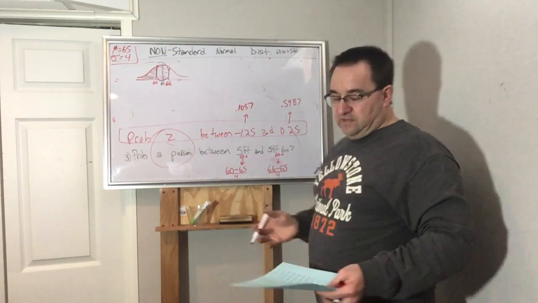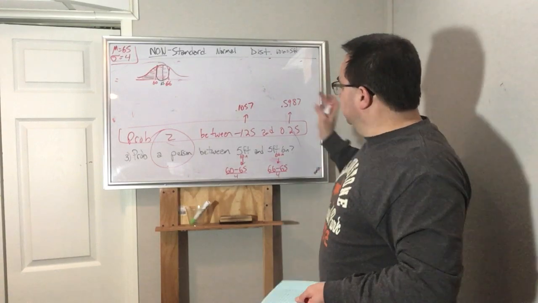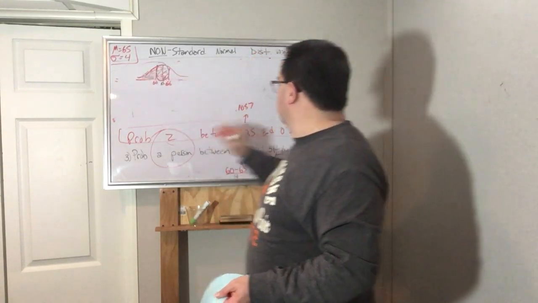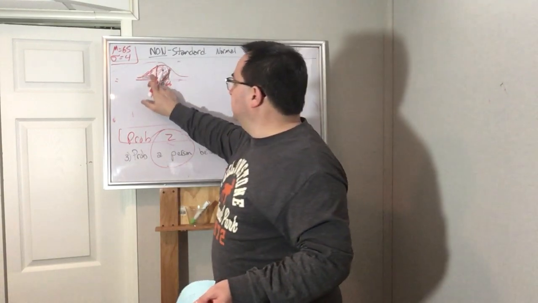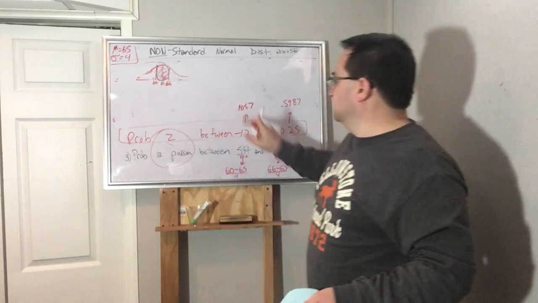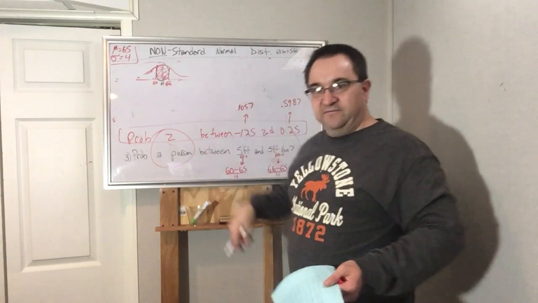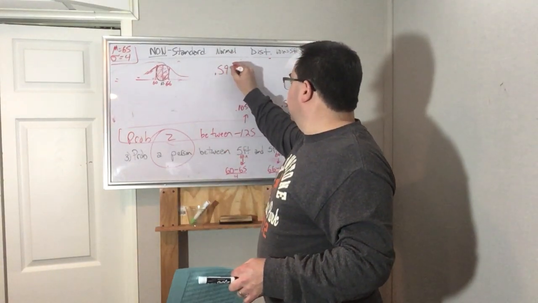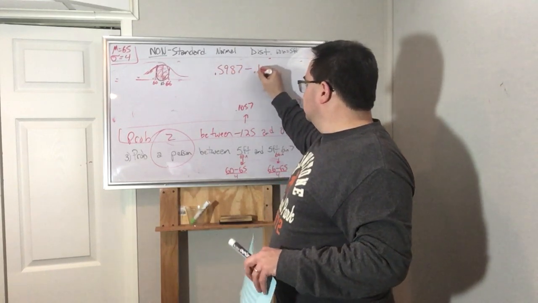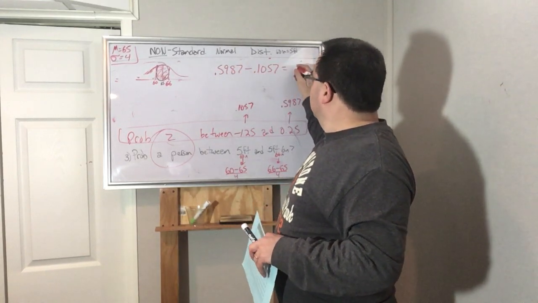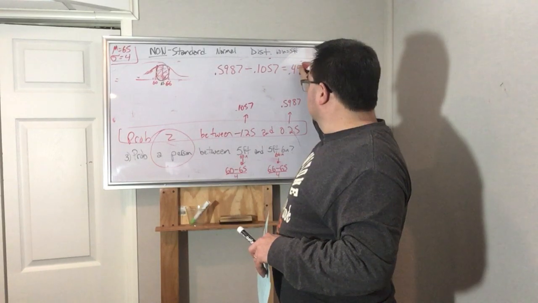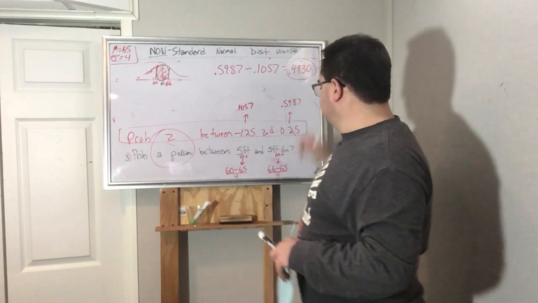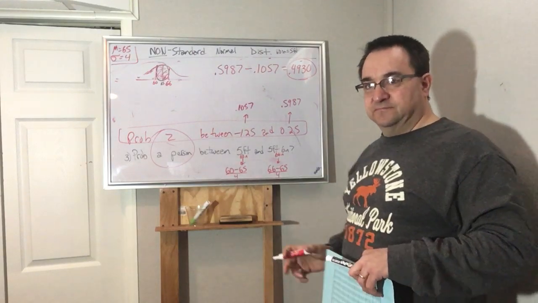And the part that really confuses people is we got to know what to do with those numbers. We're taking this 60% and taking away this 11%, and what's left is the part in between. So our answer is going to be 0.5987 minus 0.1057, which looks like 0.4930. And that should match what our calculator told us.